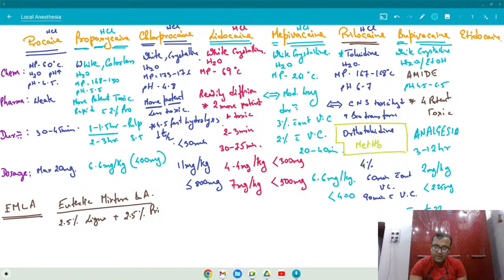Okay. So, without the vasoconstrictor, it is 175 milligram. So, without vasoconstrictor, you are right, it has to be less. So, it is 175 milligram.